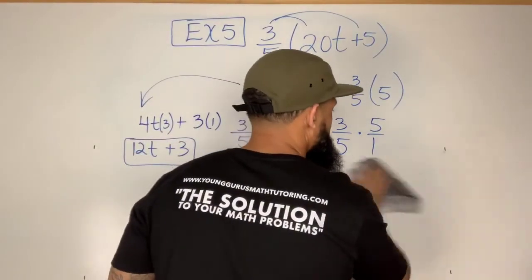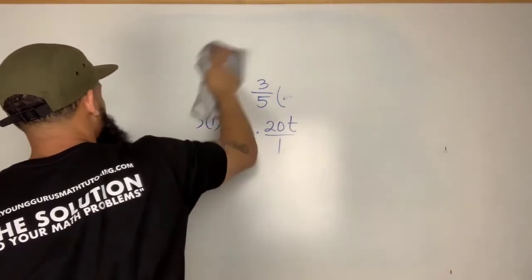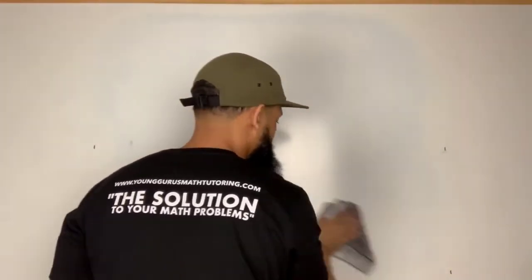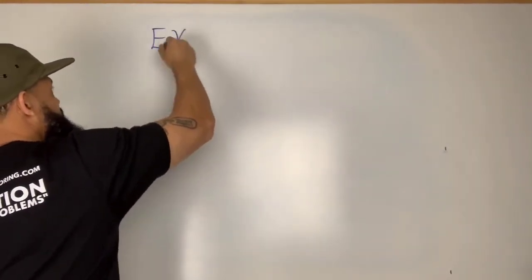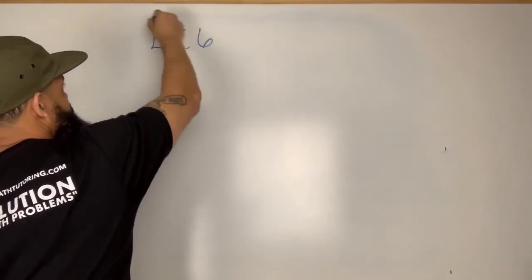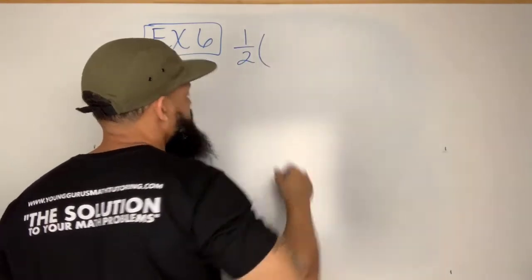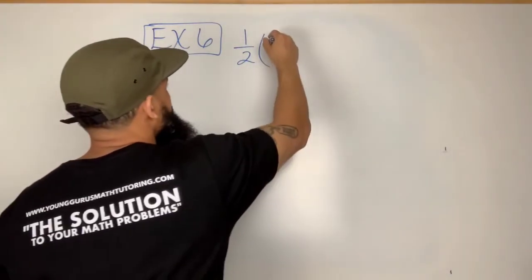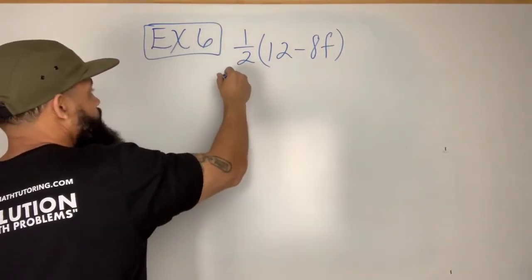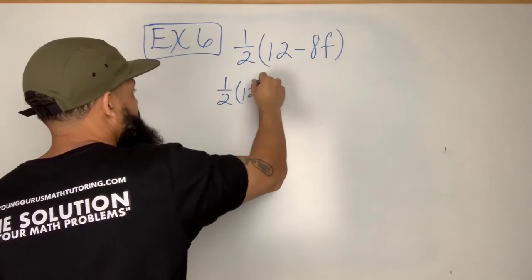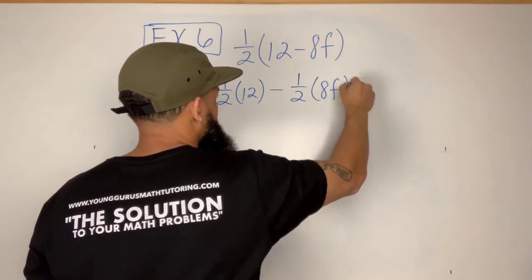Let's look at one last example. All right, one last example. And as we do this one, I want to use a fraction again. And remember, the fractions can be on either side as well. This is example number 6. 1/2 times the quantity 12 minus 8f. So I have half of 12 minus half of 8f.